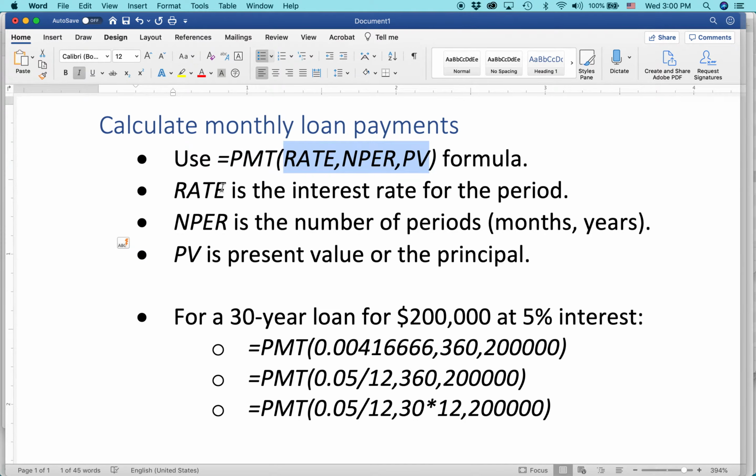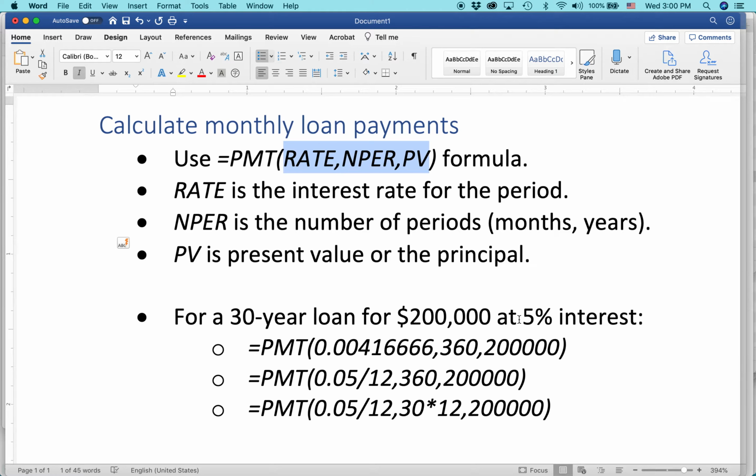Rate is the interest rate for the period. Nper is the number of periods, which could be months or years, and then PV is the present value of the principal. So let's say we have the same example as I just showed in that chart: a 30-year loan for $200,000 at 5% interest, and we want to figure out the monthly loan payments, not the annual payments, but the monthly payments, which is how everybody does it.